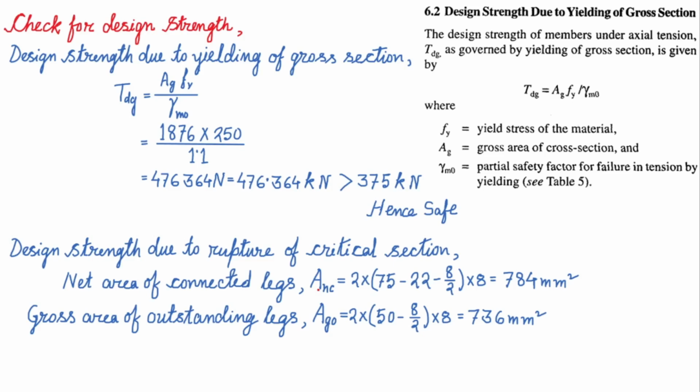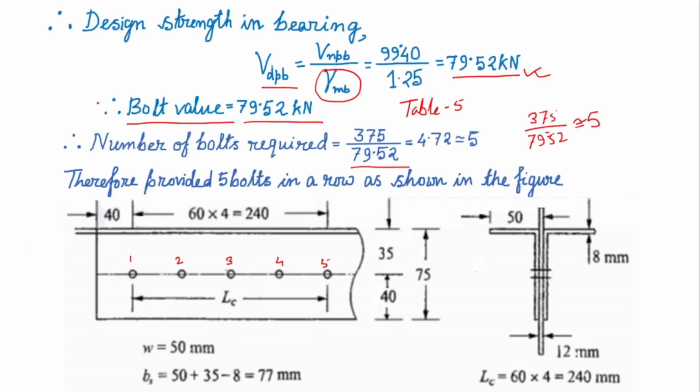Next step is check for design strength. So here we have designed the tension members. In the first step of the design we have chosen the angles, double angles, and next we have designed the bolted connection.